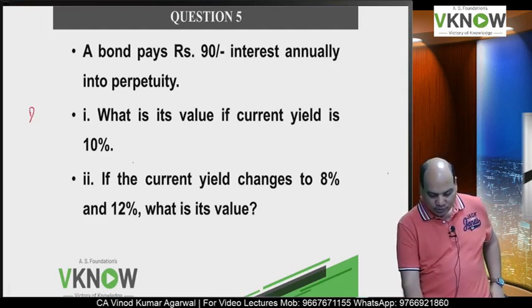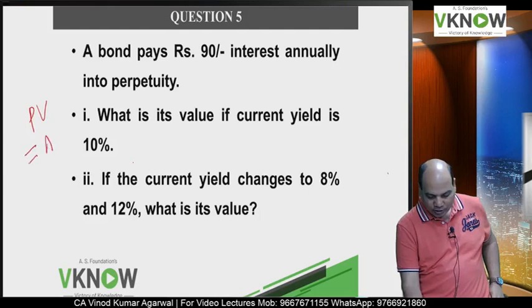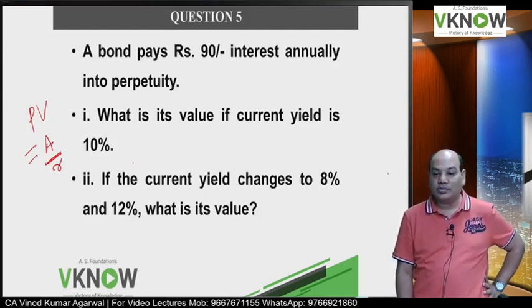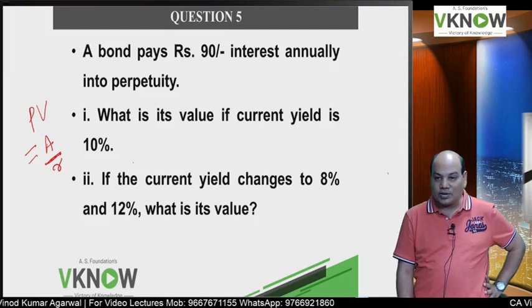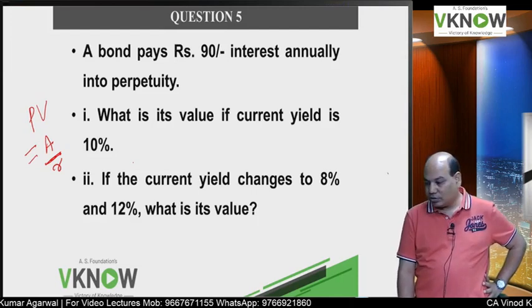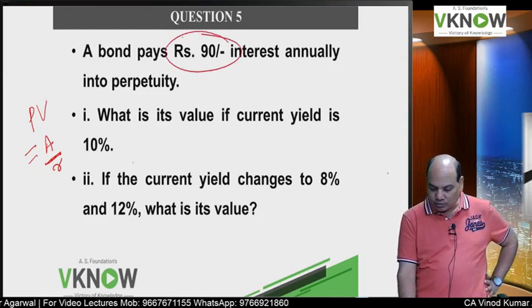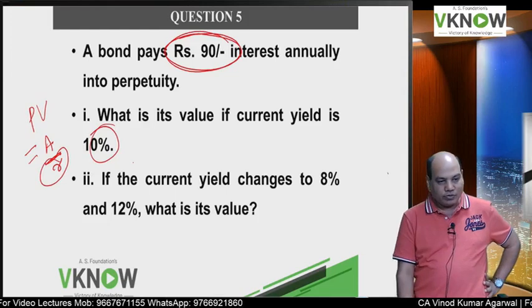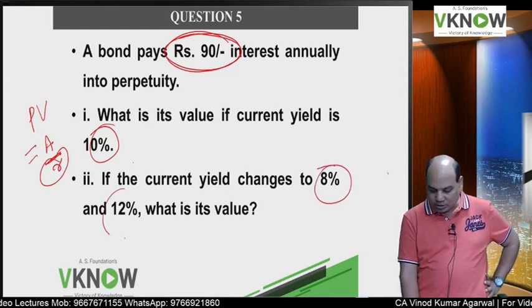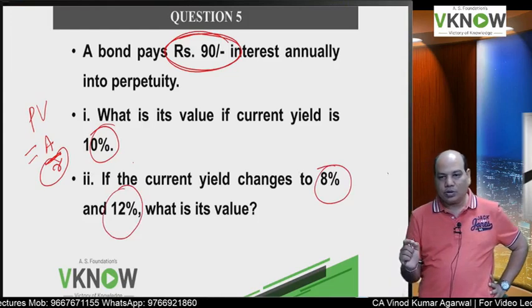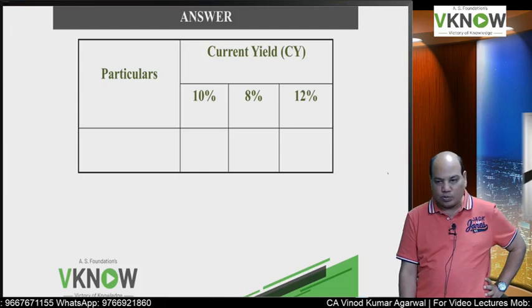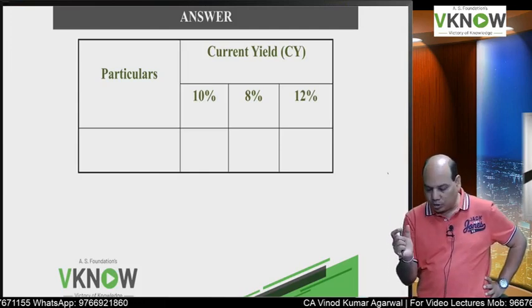Do you remember, present value of an infinite annuity is A upon R? Have you heard this formula? Seen this formula in your mathematics classes or intermediate FM classes? Yes. So here A means annual coupon, which is 90, and R means your discount rate, which is 10%, 8%, 12%. So this is the question on perpetual bond. And how do we find the present value of a perpetual bond? By applying the formula A upon R.